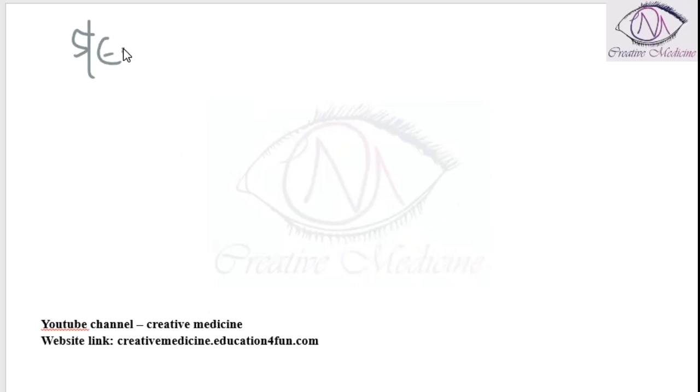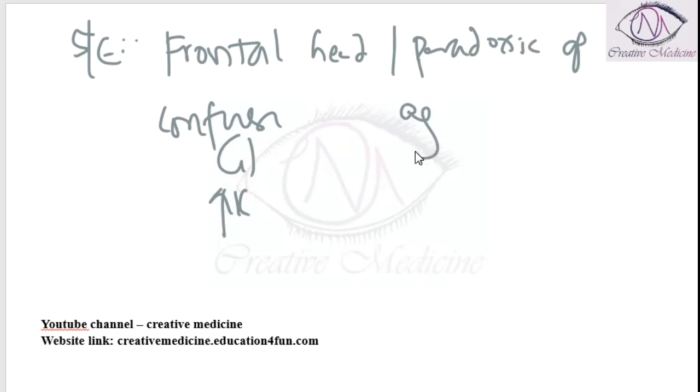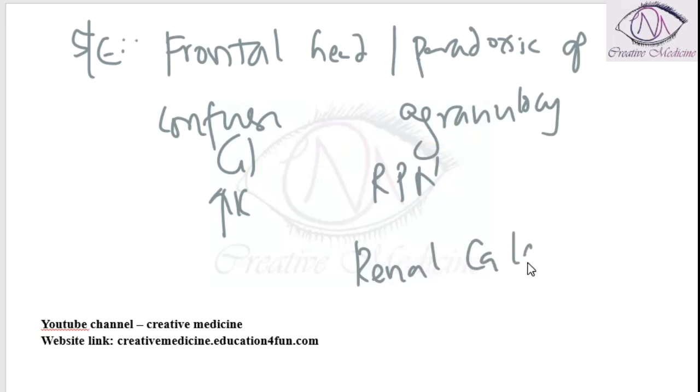Side effects of indomethacin are: it can result in frontal headache or it can cause paradoxical pain. Then it can cause confusion with GI upset or hyperkalemia. The patient can have agranulocytosis with renal papillary necrosis. Indomethacin and triamterene can cause renal calculus also.